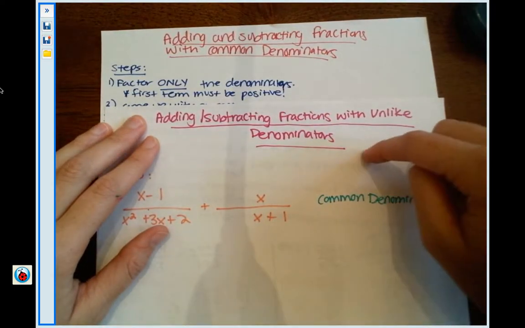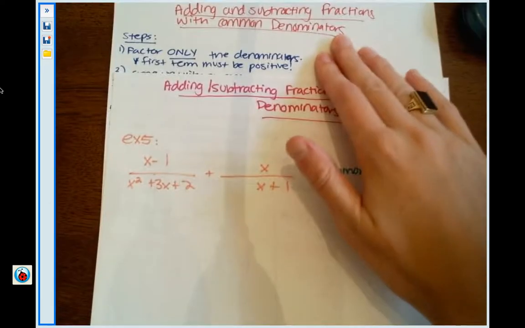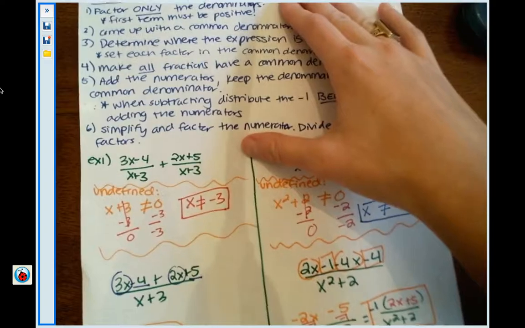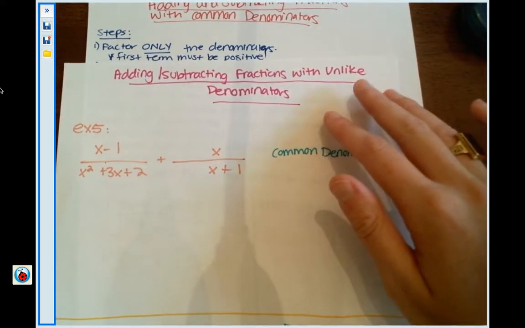And guys, guess what? When we add and subtract fractions with unlike denominators, we're going to be following the same steps that we used when we had common denominators. So I'm going to be looking at the steps from when we did the ones with the common denominators. Okay, so I'm going to have this up here. I'm going to go one step at a time, though.